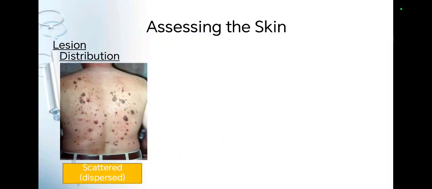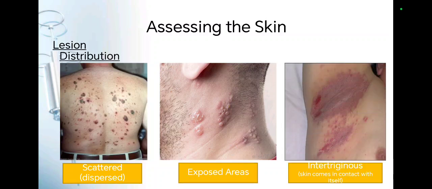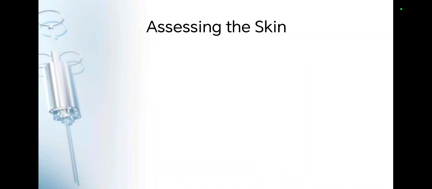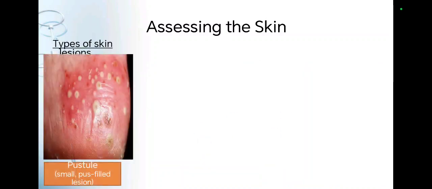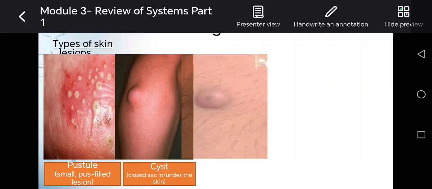So it can also be scattered or dispersed. We have exposed areas, and then we have your intertriginous areas, wherein the skin comes in contact with itself, especially in the armpits and our elbows. Now, we have here different types of skin lesions. We have pustules, a small pus-filled lesion. We have your cyst, a closed sac under the skin.